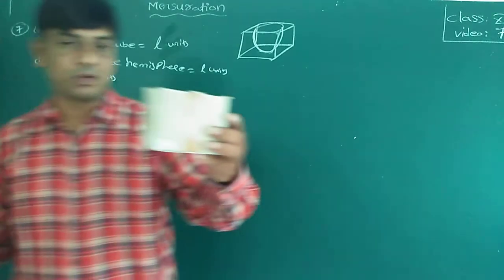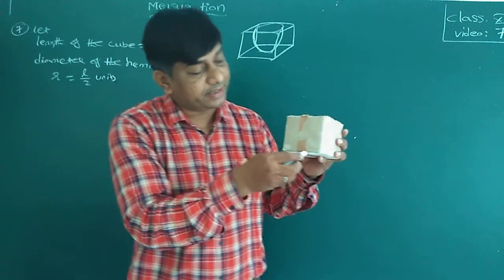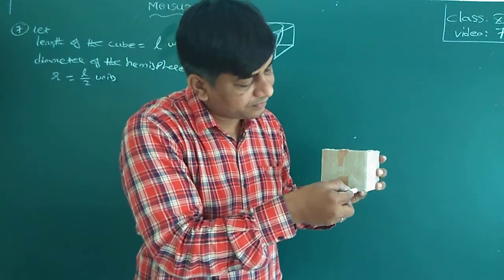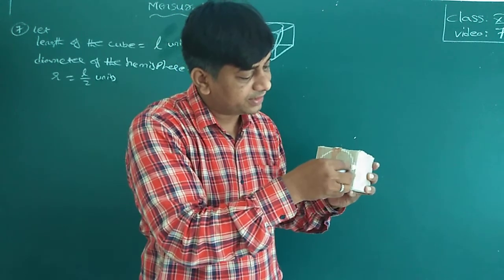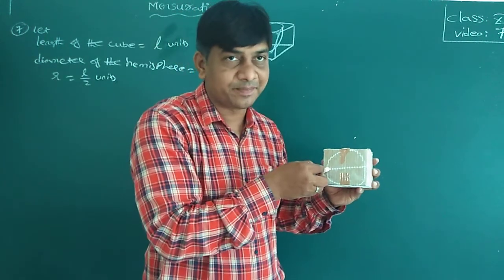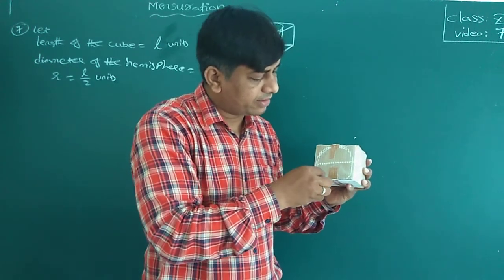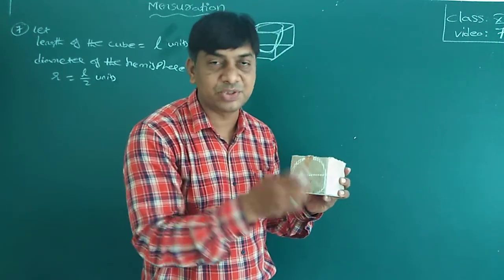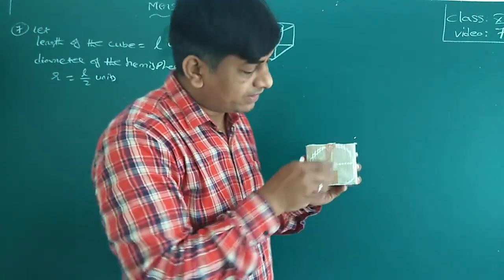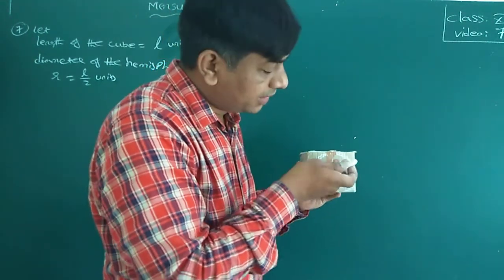This is a cubical block. If I take one face as a circular base, then the diameter is equal to the edge of the cube. But when I draw a circular base, these edges are not covered. In this one face, only the circle is the common portion. This we removed.